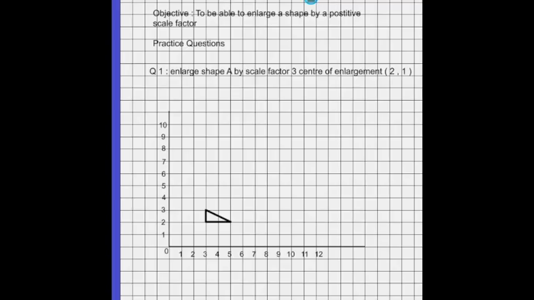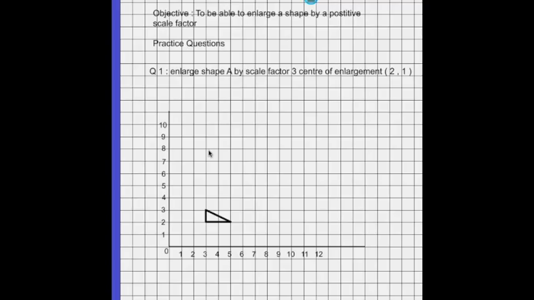What I'd like you to do is to have a go at this question. You've got to enlarge shape A, it's not actually labelled A, but it's this little triangle here, by a scale factor 3 with a centre of enlargement of 2, 1. Have a go at that, pause the video, and then when you're happy with your answer, restart the video and I'll go through a model answer with you. So pause the video now, have a go at this question.